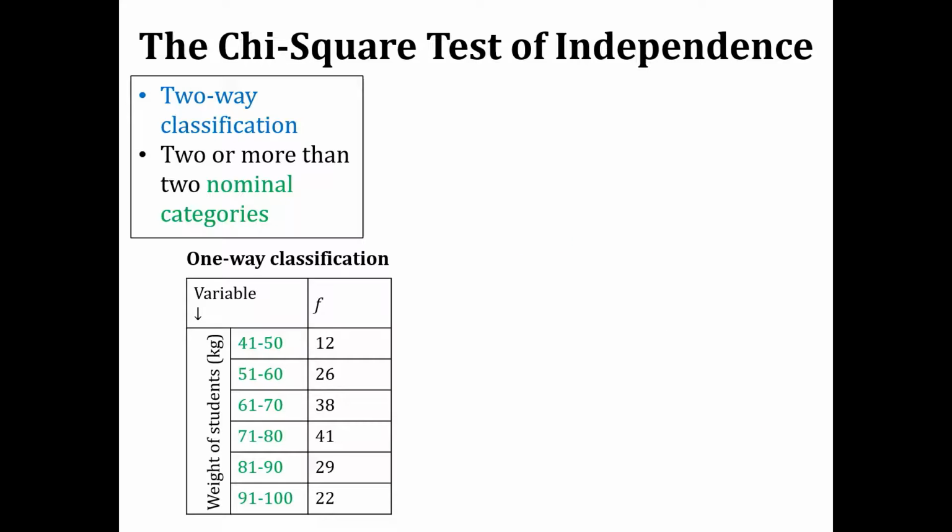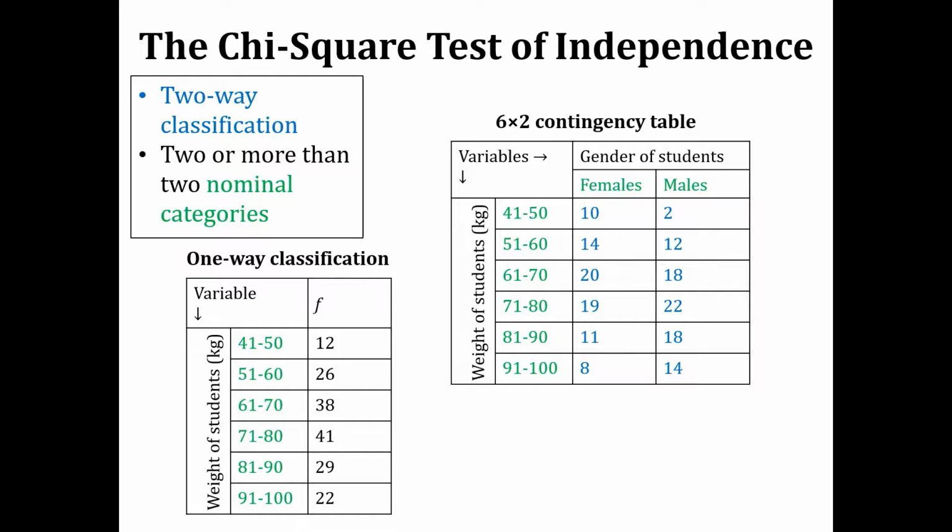Now let's take another example to understand the concept of the two-way classification and a contingency table. So this is a one-way classification in which the weight of students is measured, and there are 6 classes of the range of the weight of students. And then there are frequencies: the number of students having a weight between 41 and 50 kilograms, and then 26 is the number of students having weight between 51 and 60 kilograms, and so on. So what if we add another variable? Because this table has got only one variable, and that variable is the weight of students. What if we add another variable to this classification? It will become a two-way classification.